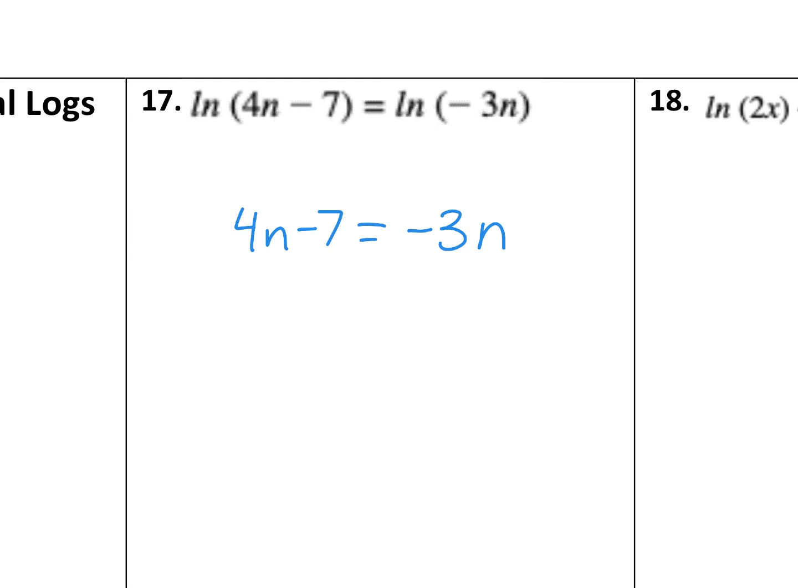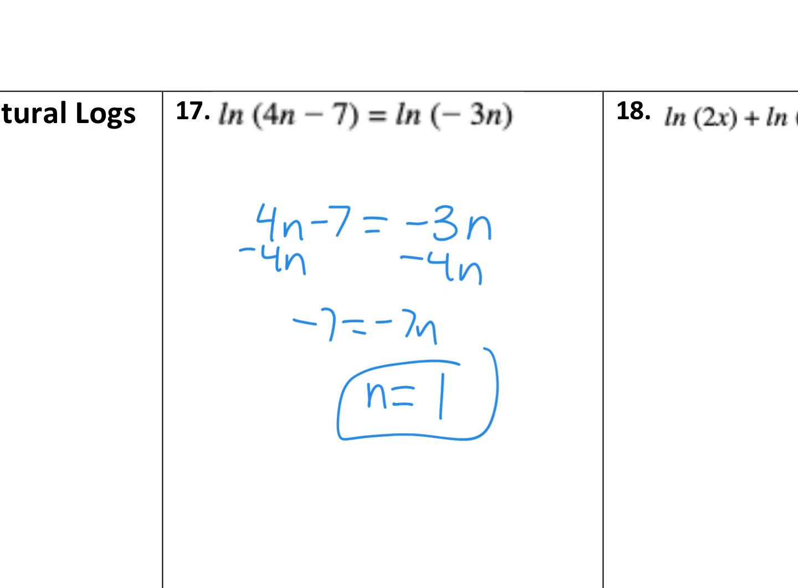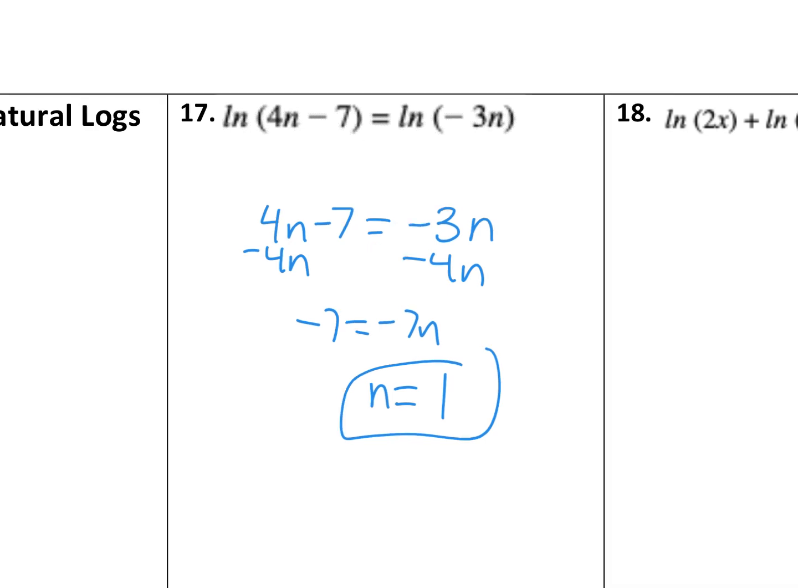So now what? Minus 4n. Negative 7 equals negative 7n. So n equals what, Tate? 1. Bingo. n equals 1. Okay, so again, just like logs, if it's on both sides, 1 on each side, we've condensed already, we can set the arguments equal to each other.